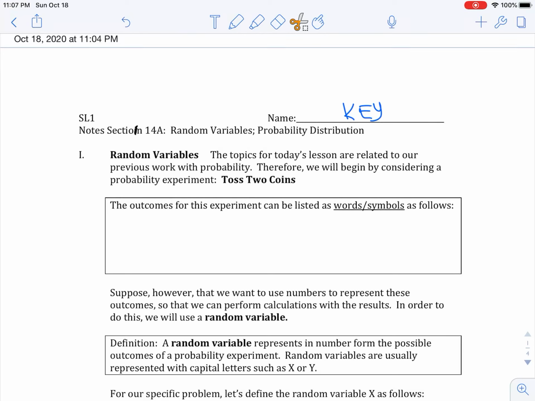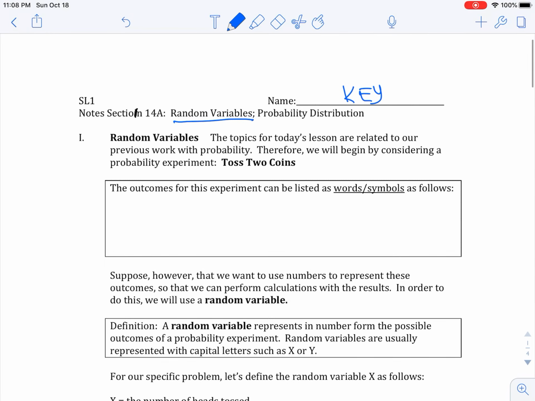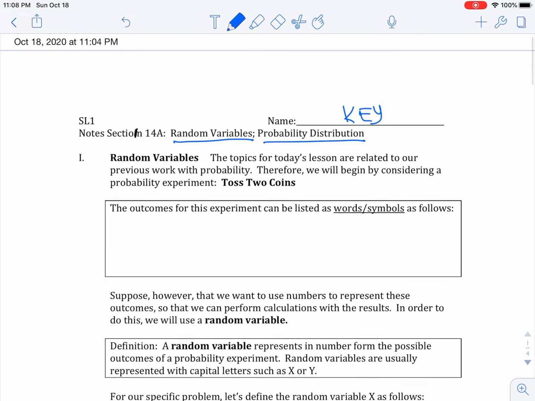In today's lesson, we are going to be starting chapter 14, and 14 is all about what are called random variables. In this lesson, you're going to find out what a random variable is, and then the probability distributions that go with those random variables.